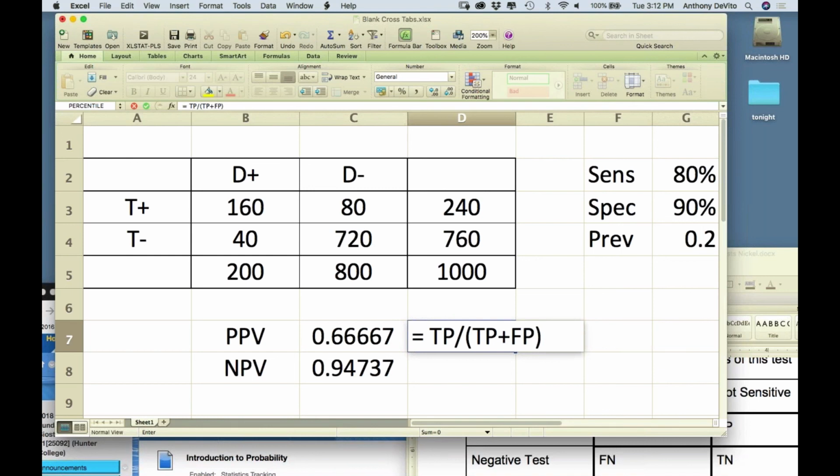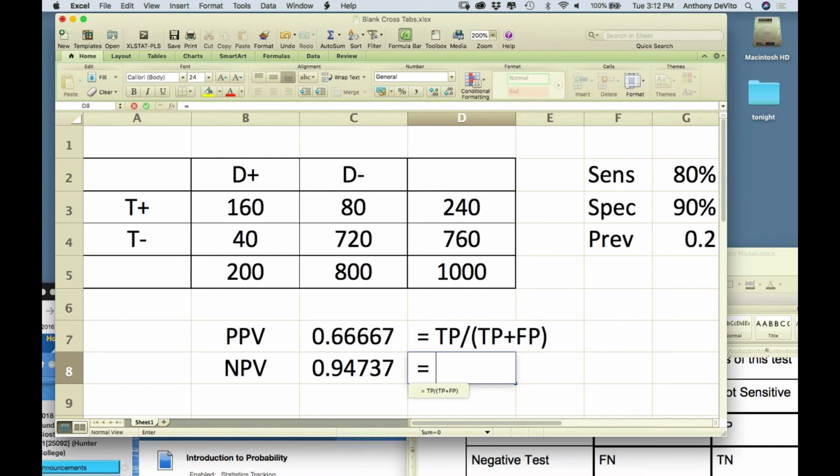Okay, in other words, everybody that tested positive is on the bottom, and only the true positives are on the top. Oh, oops, I should have put a space in front of there so it doesn't think it's an equation. And the negative predictive value is equal to the true negatives divided by the total number of people that tested negative, which is the true negatives plus the false negatives. Right? That's everybody tested negative. The true negatives, the people that really were negative, divided by the total number of people that tested negative.